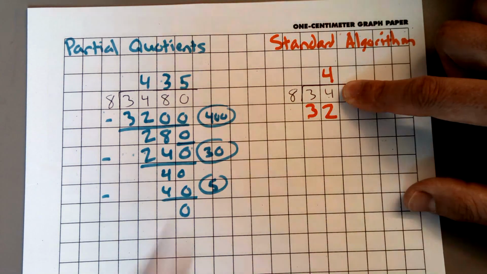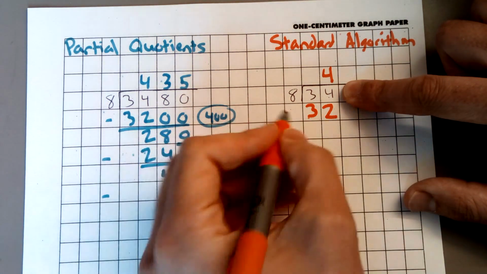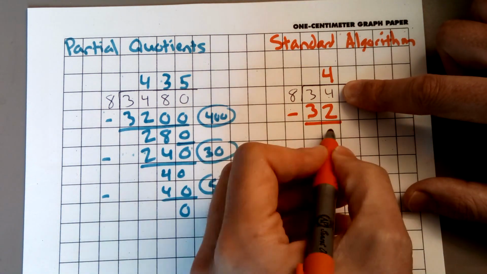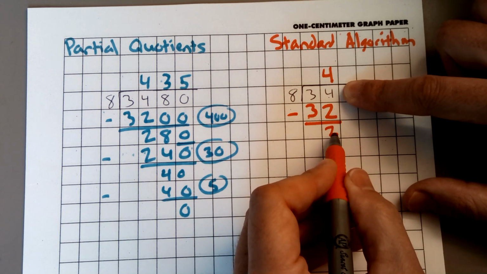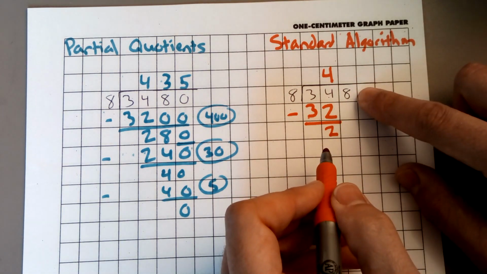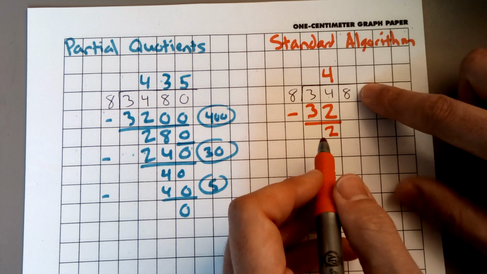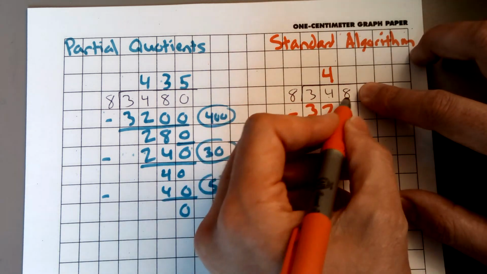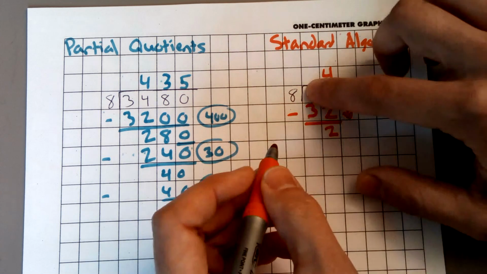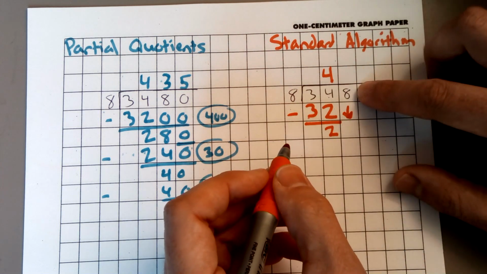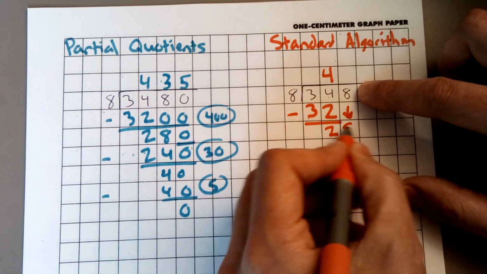Okay, so what's next? Well, I'm going to subtract just like I did over here. 34 minus 32 gives me 2. So now I have 2 hundreds left to divide, but I still have a little bit more in my dividend. So what do I do here? Well, I'm just going to bring down the digit in the next place value, because remember, I'm just going place value by place value in the standard algorithm. I'm going to bring that down here.